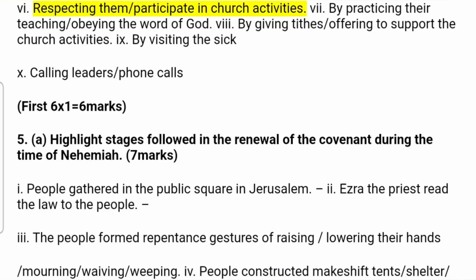6. Respecting them and participating in church activities. 7. By practicing their teaching, obeying the word of God. 8. By giving tithes and offerings to support the church activities. 9. By visiting the sick. 10. Calling leaders, phone calls. First 6 times 1 equals 6 marks.